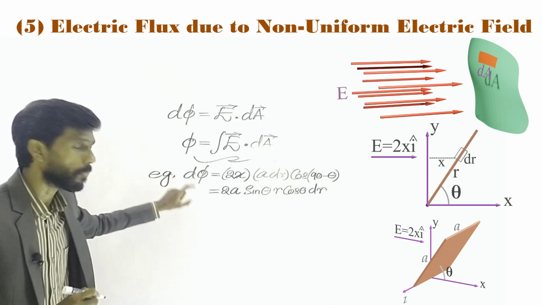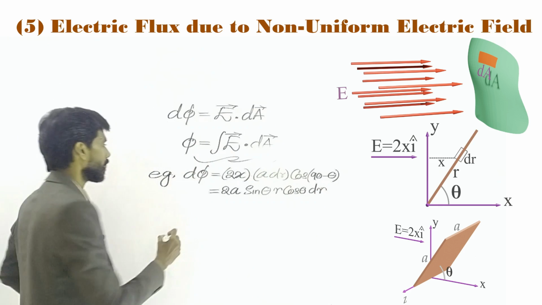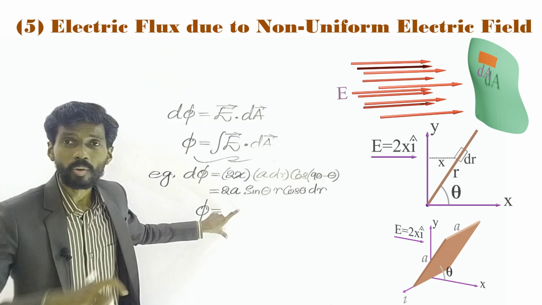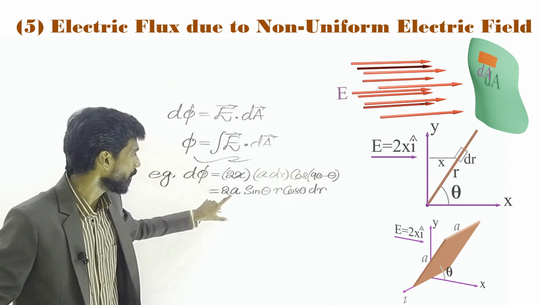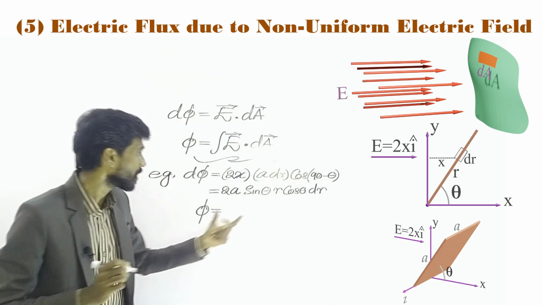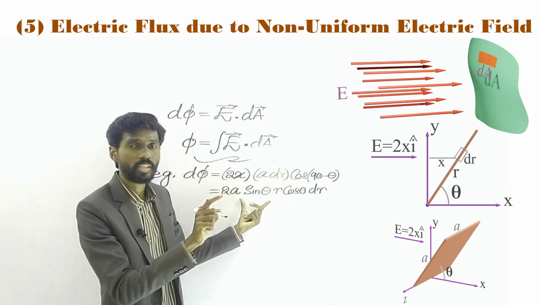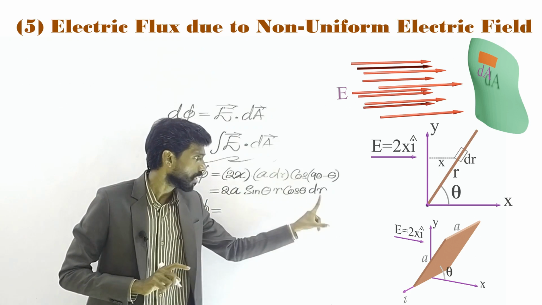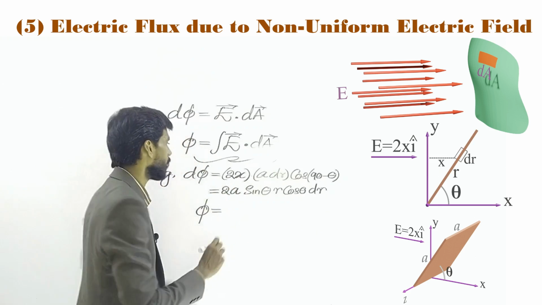But what we want is phi. Let us do the integration. 2a is a constant. Sin theta and cos theta are also constants. Remember, theta is a constant, theta is fixed. So sin theta, cos theta, a, all these are constants. The only variable is r, and also we have dr. So let us do the integration directly.